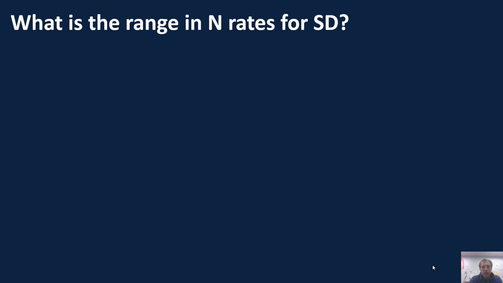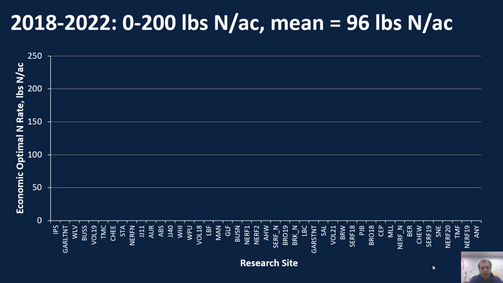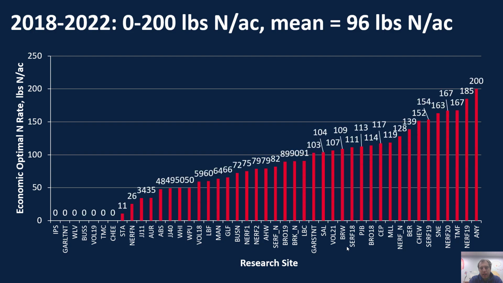As we start, we're first going to look at some of the ranges in nitrogen rate requirements for South Dakota. If we look here, on our y-axis we have our economic optimal nitrogen rate, and then we have about 45 different research sites that we've been working on the last 4 or 5 years, and these are the different nitrogen rates that we've seen at them.